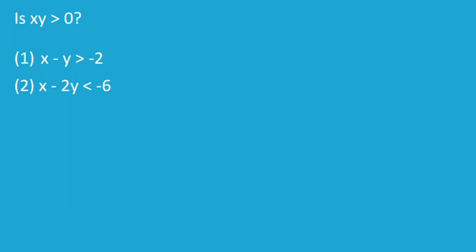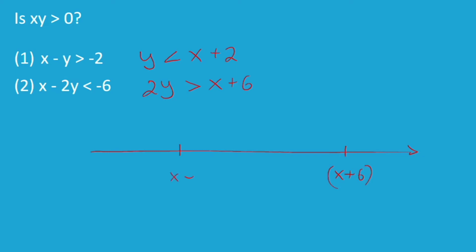Now, an alternative approach we could use to solve this question with number lines is to focus on y and 2y. So I'm going to isolate y from each of these statements. From the first statement, y would be less than x plus 2. And from the second statement, if I isolate 2y, it would be greater than x plus 6. And when you draw these on a number line, you'd say here's x plus 6, here's x plus 2. The distance between them is 4.